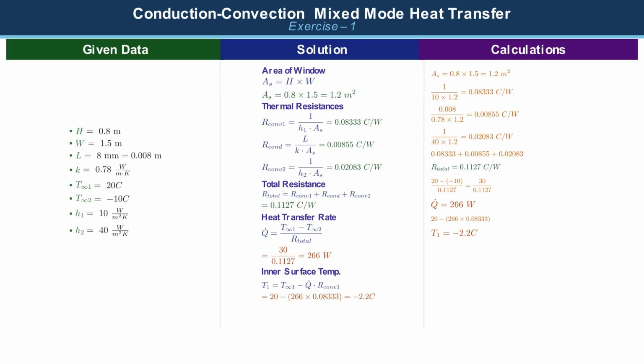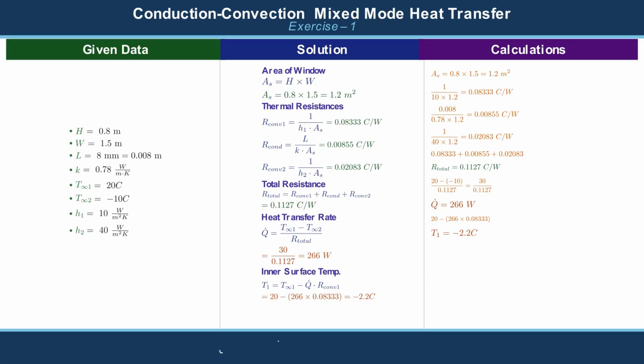Now, isn't that striking? The room is at 20 degrees, but the inner glass surface is already at negative 2.2 degrees. This is exactly why windows fog up and frost forms on the inside. The glass surface is well below the dew point.